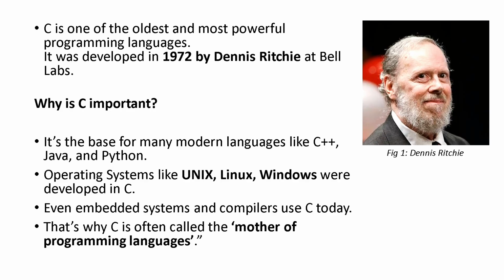Why is C still important today? Many modern languages like C++, Java, and even Python are either directly influenced by C or internally depend on concepts from C. Operating systems like Unix, Linux, and even parts of Windows were written in C. It continues to be widely used in system programming, embedded systems, and compiler development. That is why C is often called the mother of programming languages. If you know C well, learning other languages becomes much easier.